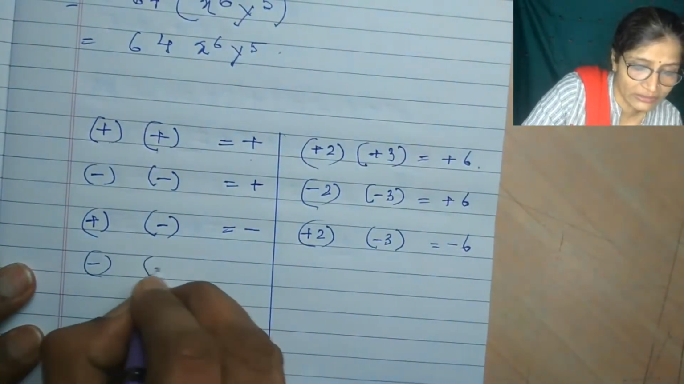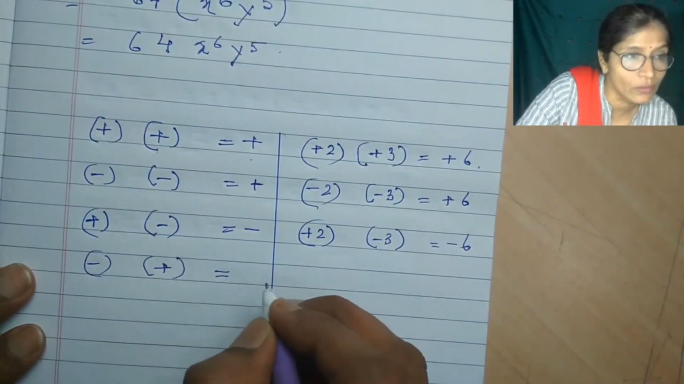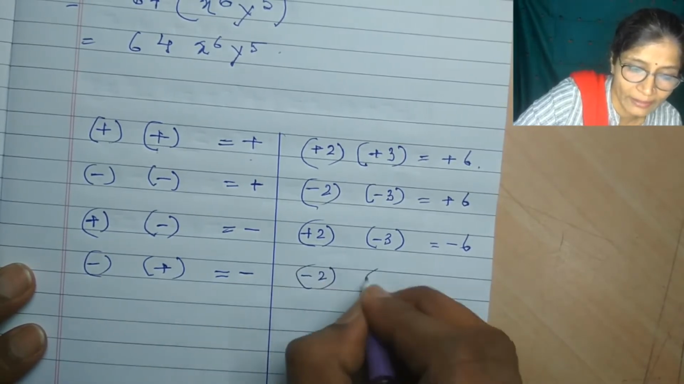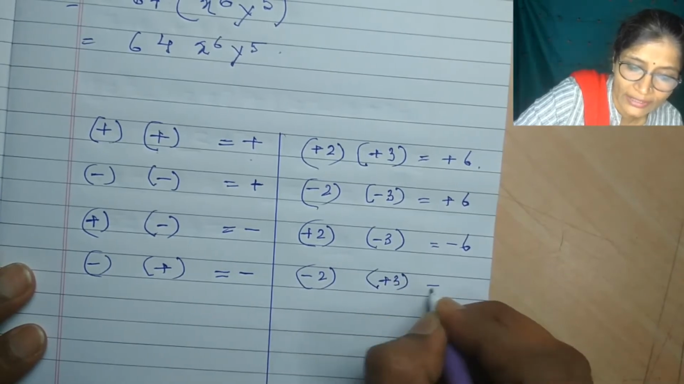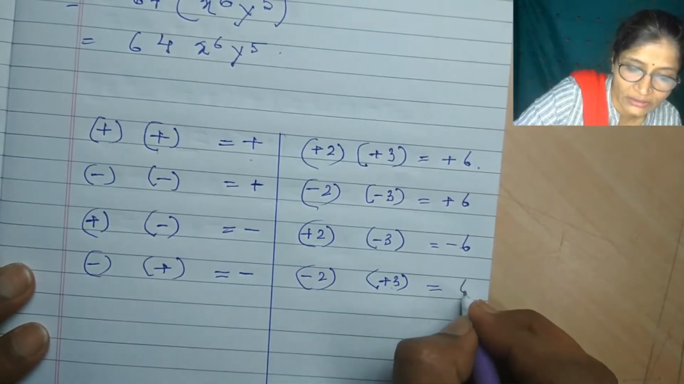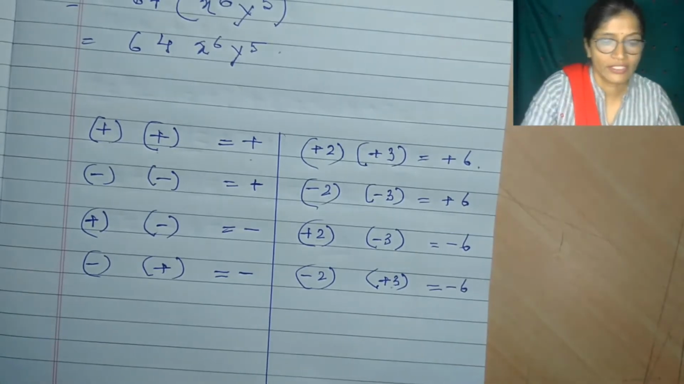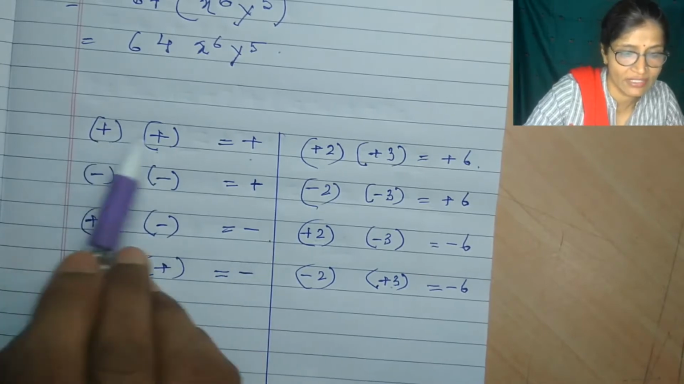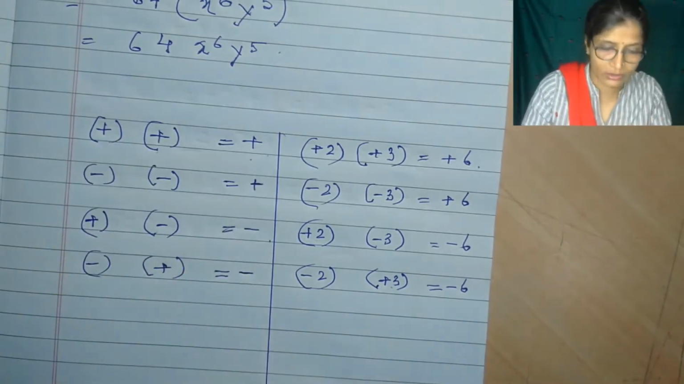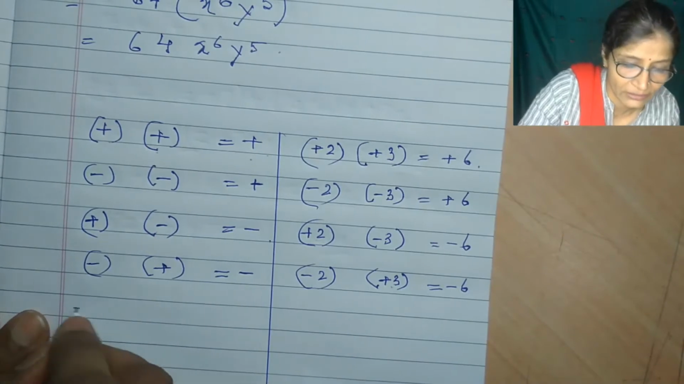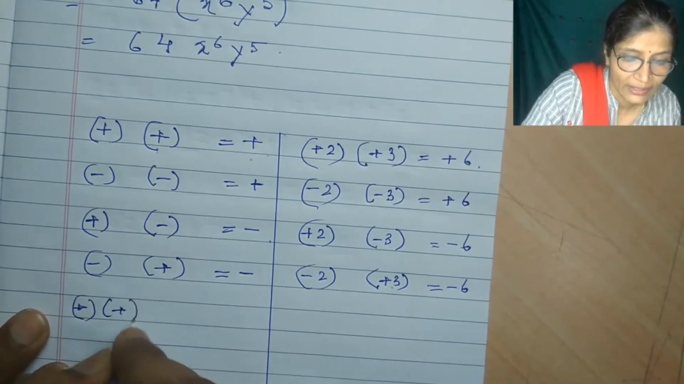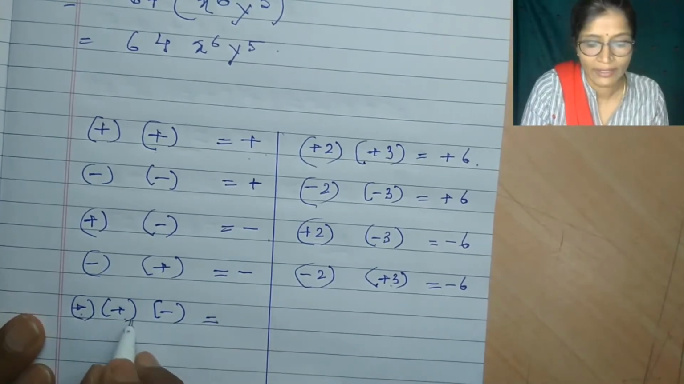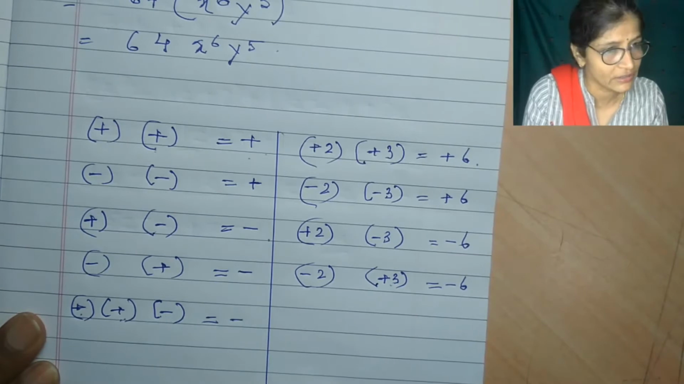Next, minus into plus is also equal to minus. For example, minus 2 multiplied by plus 3. So that is equal to 3 twos are 6, minus. It means when opposite signs are multiplied, the result will be minus, and when the same signs, plus plus, it is plus. Or if three signs are there, like plus multiplied by plus and then multiplied by, suppose, minus, then what will be the value? Plus into plus is plus and plus into minus is minus. So your answer is minus.